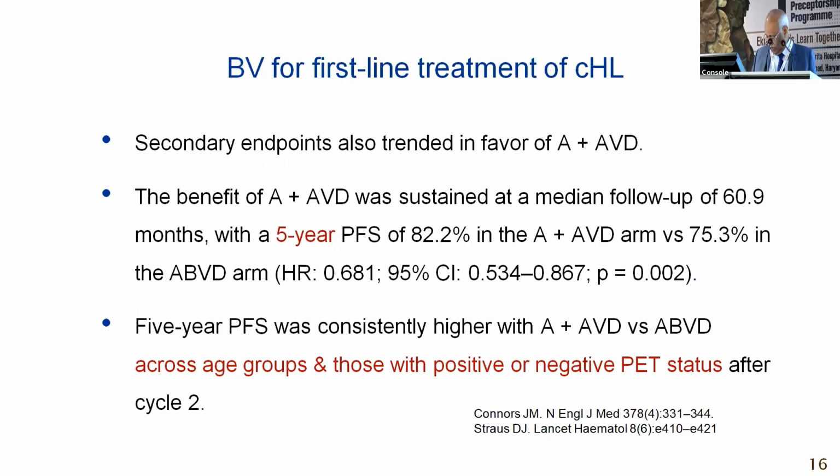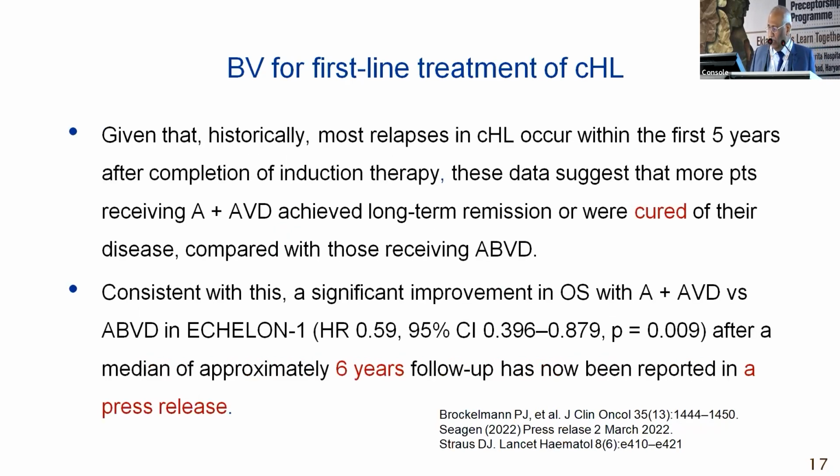Not only that, recently in a press release, we now have data of 6 years of advantage of using AAVD versus ABVD. Because most Hodgkin lymphoma relapses in the first 5 years, and now that you have data of 5 to 6 years, you can say that probably a higher number of patients will be cured if you use brentuximab.